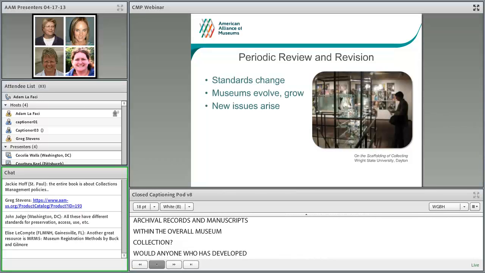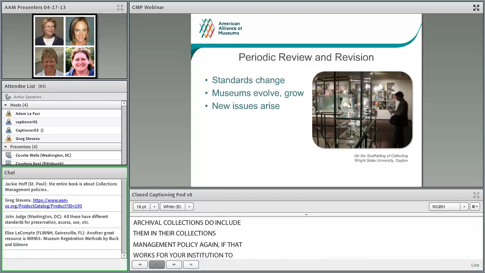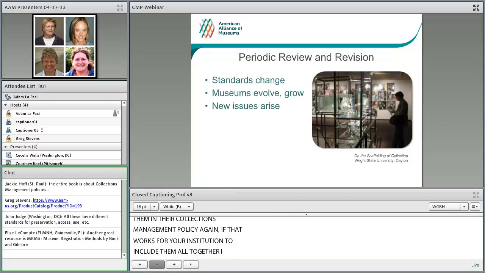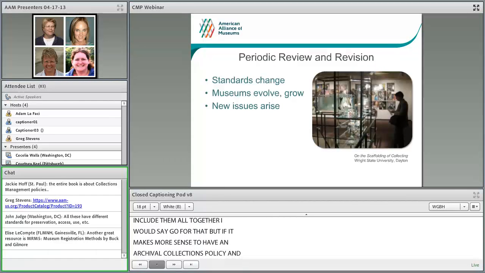I specifically know that a lot of museums that have archival collections do include them in their collections management policy. Again, if that works for your institution to include them all together, I would say go for that. But if it makes more sense to have an archival collections policy and then an object collections policy, depending on how you treat those archival collections, it's really up to your institution. Any other comments on that question?